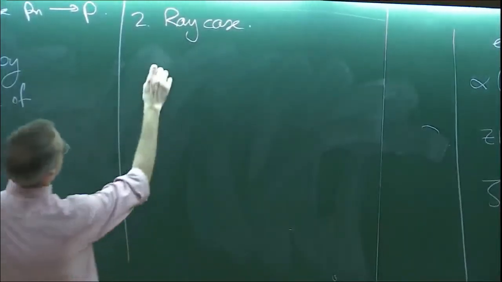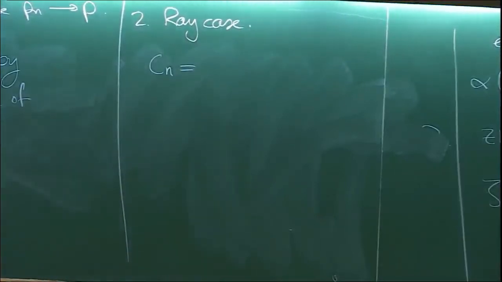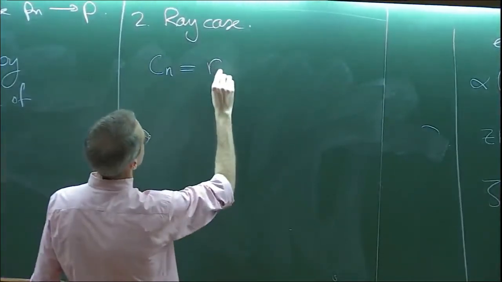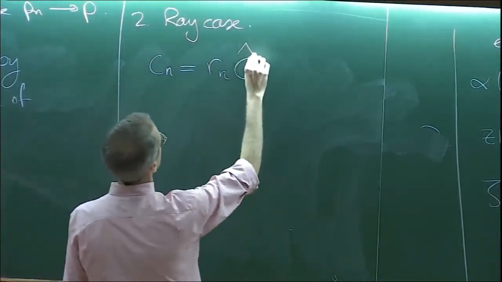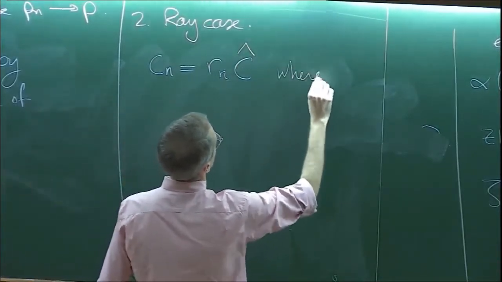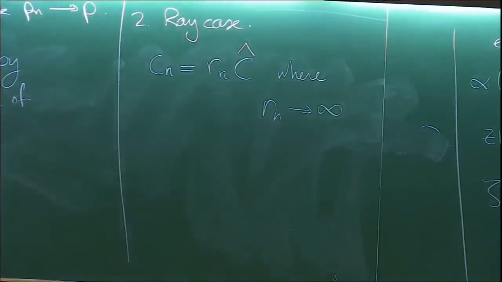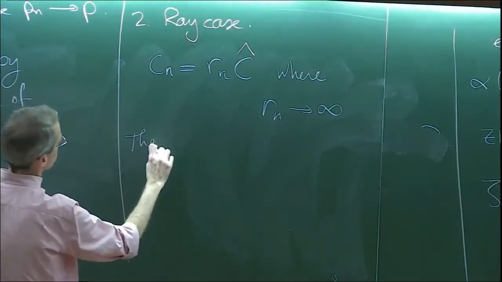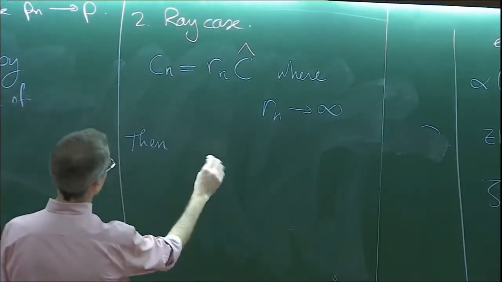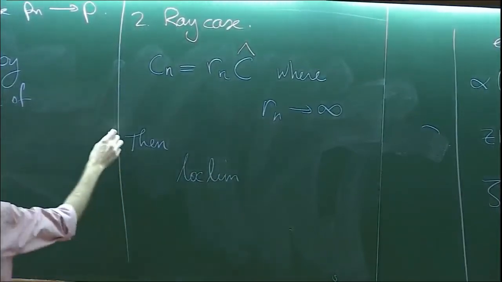And now let me tell you what it gives you in one special case. So suppose that Cn is actually just a sequence of multiples Rn times a fixed cubic differential, which we call C hat, where Rn goes to infinity as n goes to infinity. So then, I can tell you exactly what the local limit is. Well, at least in one case.